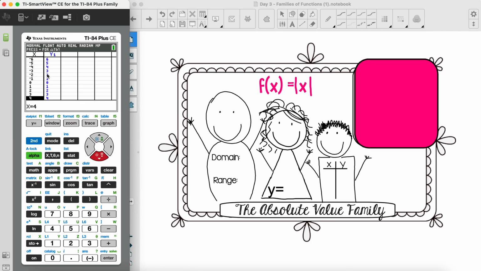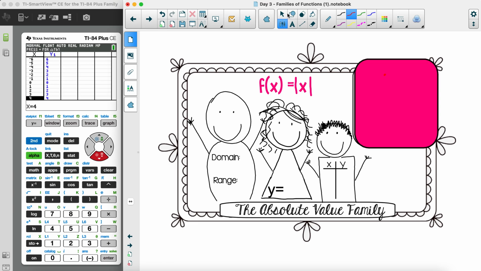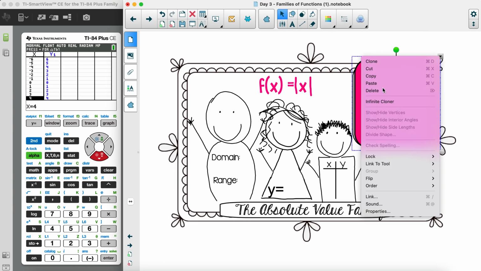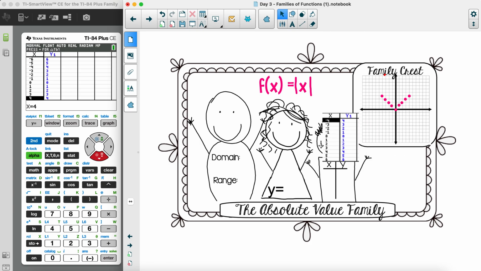Absolute value of -2 is 2. Absolute value of -3 is 3. Absolute value of 3 is 3. Absolute value of 4 is 4. So as you graph this, if you stay smarter than your calculator, you can use that information in order to graph it. I'll show you what I mean.